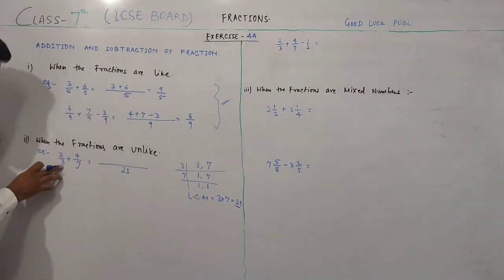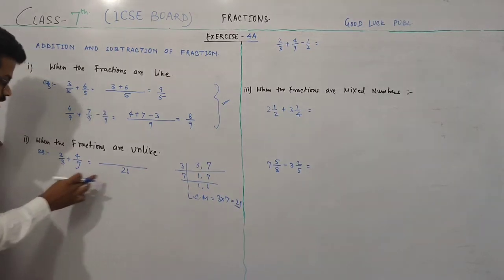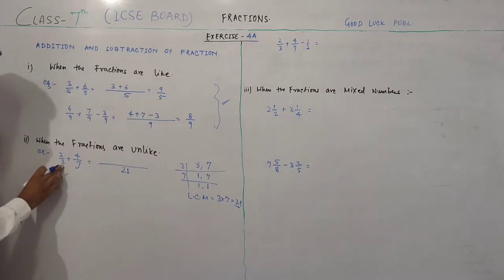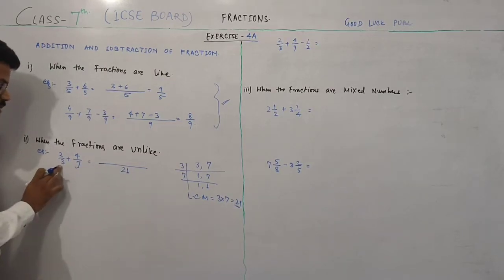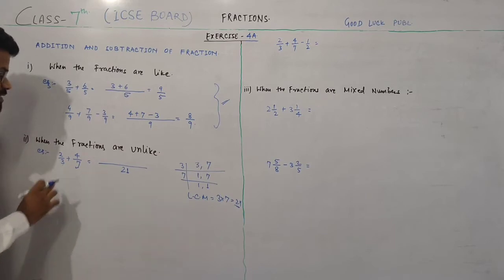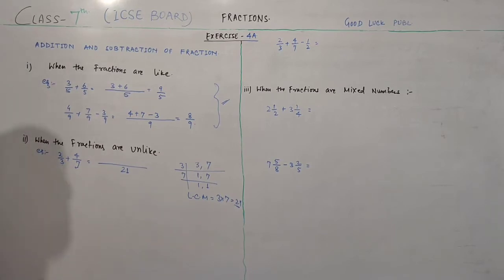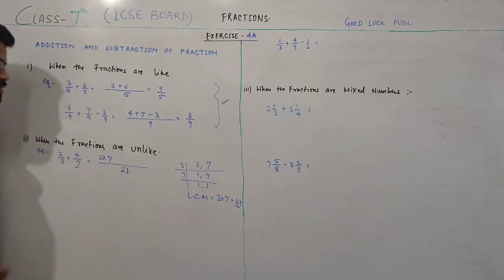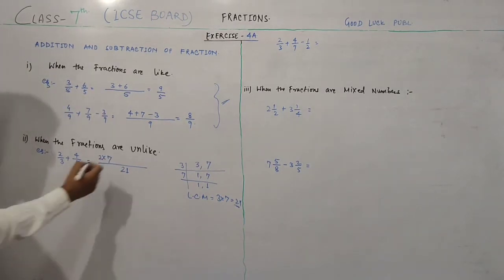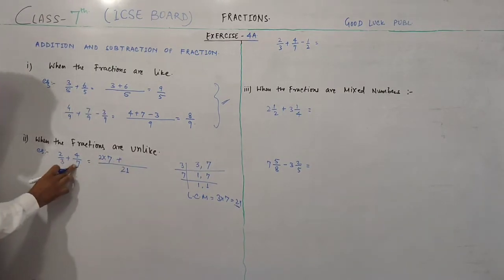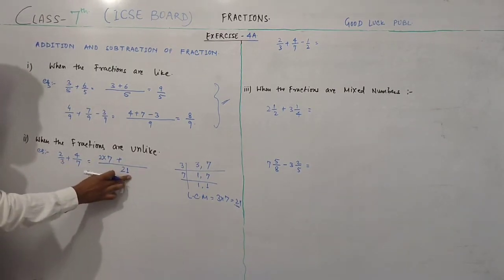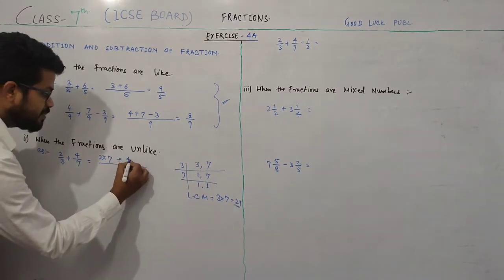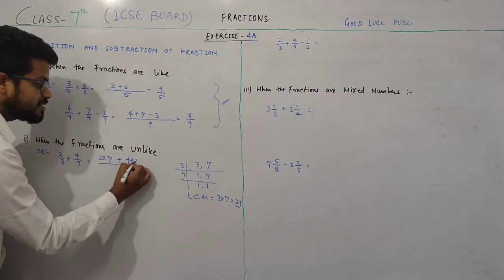Now the next step: firstly, this 21 is divided by this 3. 21 divided by 3 is 7, since 3 sevens are 21. So this 7 is multiplied with this numerator 2, so 2 into 7. Now take this plus. Again, 21 is divided by 7; 7 threes are 21. So I multiply this numerator 4 with 3.